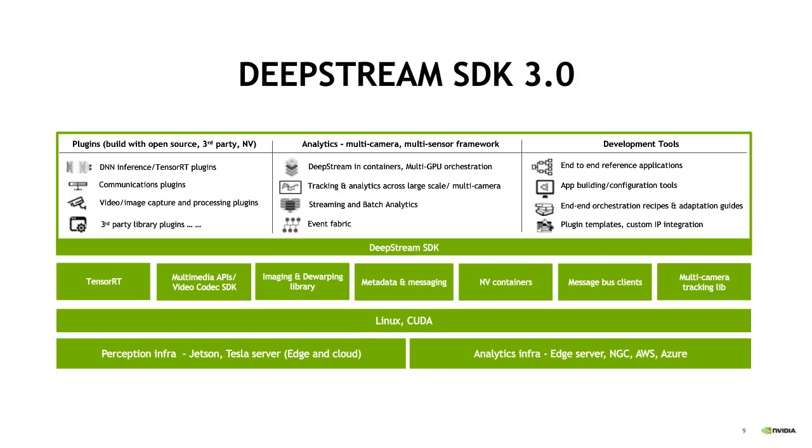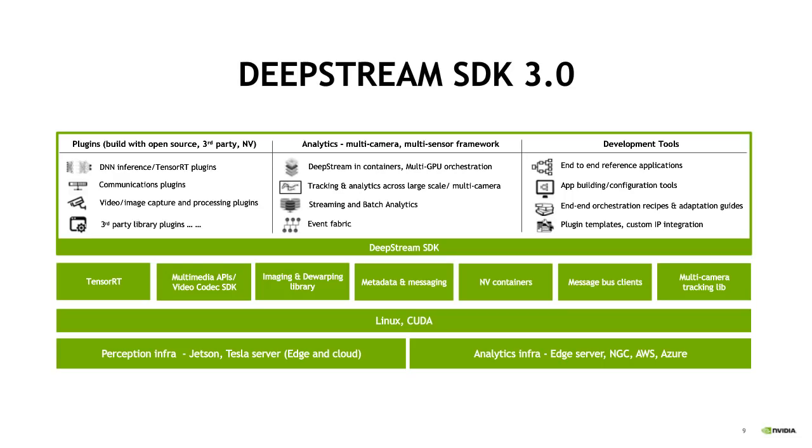And it's all built on the same familiar hardware and software stack, leveraging the NVIDIA ecosystem of tools and technologies like TensorRT, the hardware-based multimedia APIs, the video codec SDK, as well as offering support for Docker containers and message bus clients like Kafka and MQTT. It is powered by NVIDIA CUDA, and it is one architecture where your application built with DeepStream can run at the edge on Jetson family servers or on Tesla family cards. And as a result, it gives you the freedom to build once and deploy everywhere.